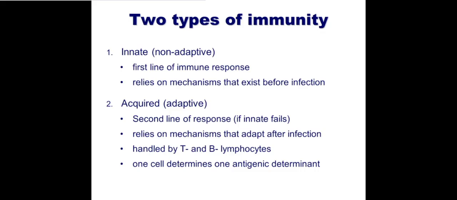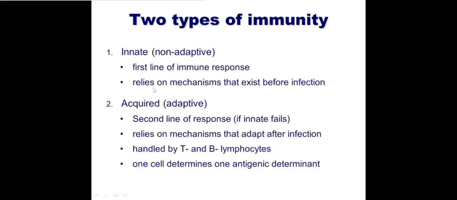There are two types of immunity: innate immunity and acquired immunity. Clear? Innate immunity is non-adaptive immunity, meaning the immunity that is present in our body from birth, the first line of the immune system. Innate immunity is known as the first line of immune response. Remember this.